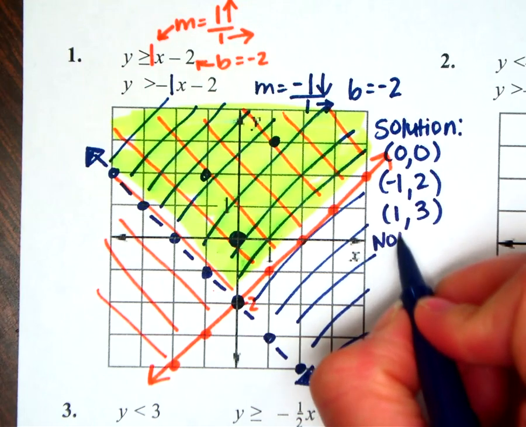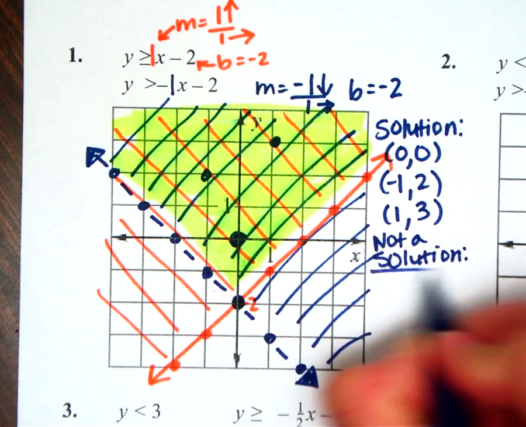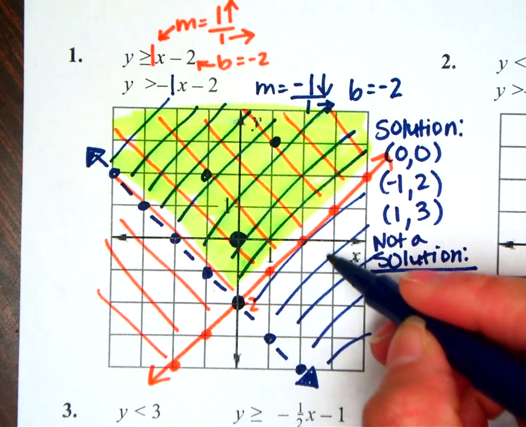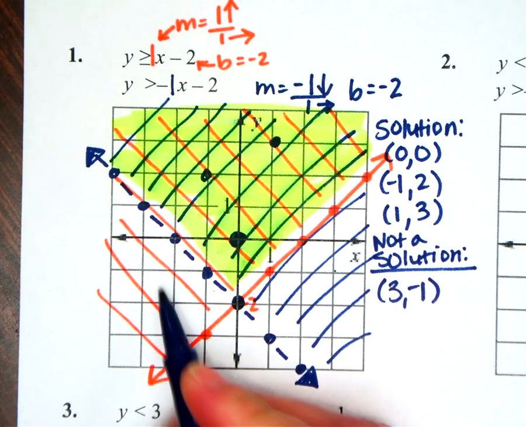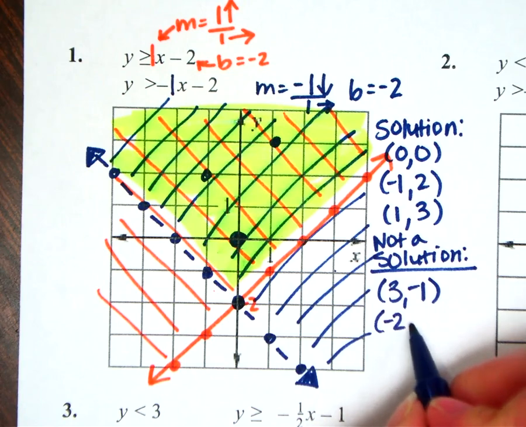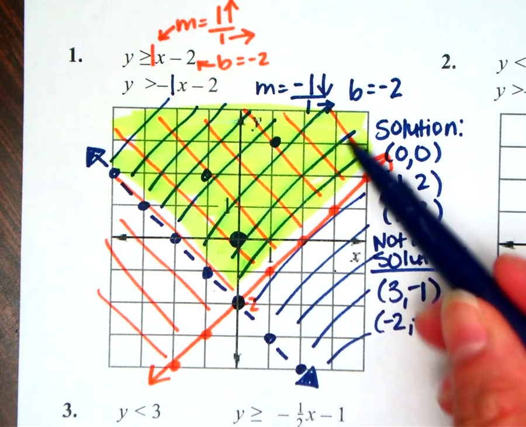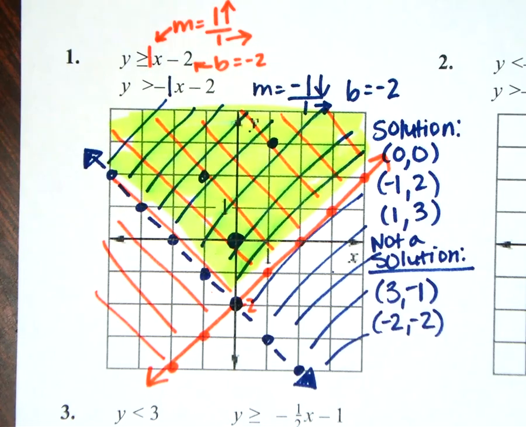Something that's not a solution would be anything in this blue area. So 3, -1, or -2, -2. It has to lie within the overlapping shaded area.